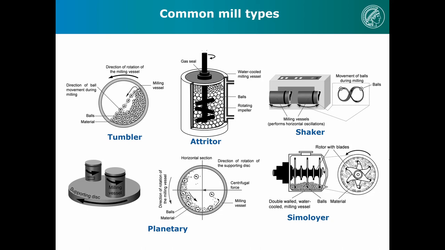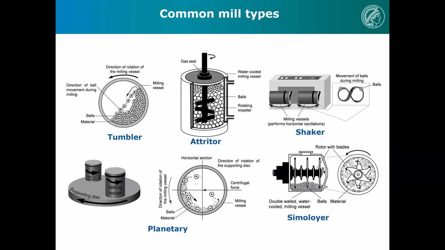If you want to scale it up, the typical size of these planetary mills in the laboratory is 100 milliliters for the milling jar. Here, the simoloyer is a very similar kind of action. You have these blades here which rotate, they hit balls which are flying around in this vessel here, and you can get these up to the size of a cubic meter. So if you want to really produce kilogram, 100 kilograms amount of sample, you can more or less scale the planetary mill via the so-called simoloyer mill to a bigger scale.